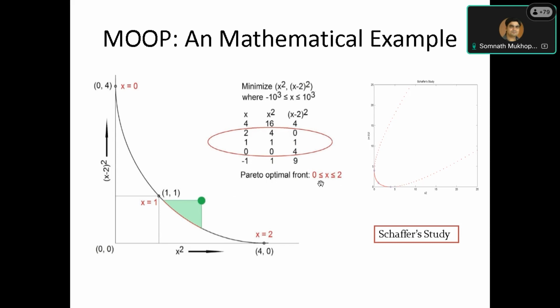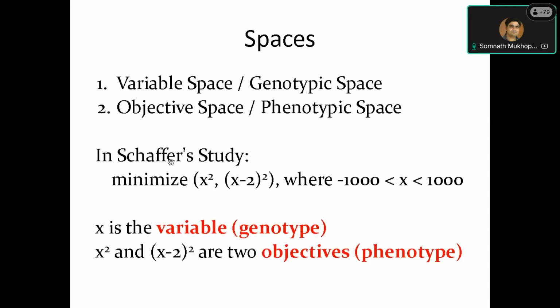But if we consider x equals minus 1, we can see the first fitness function value is 1 and the second is 9. So this is clearly a worse solution than when x equals 0. So here the Pareto front means a set of solutions which are non-dominated in nature. That is known as the Pareto optimal front. So this is a case study.